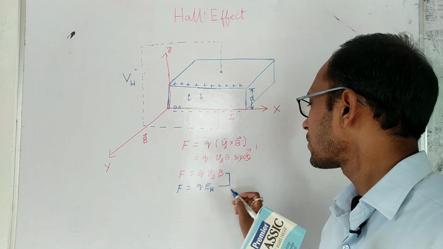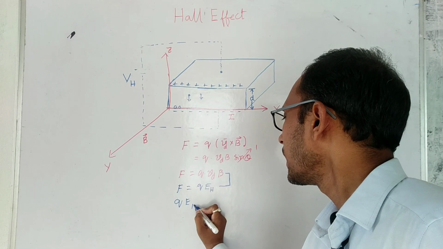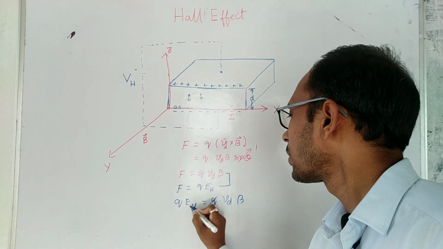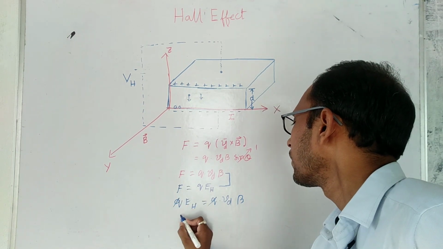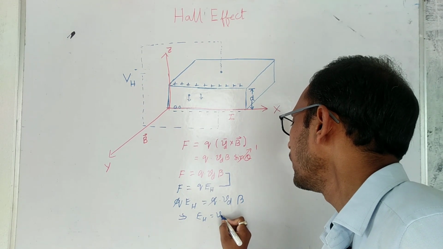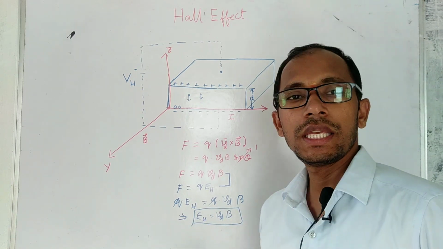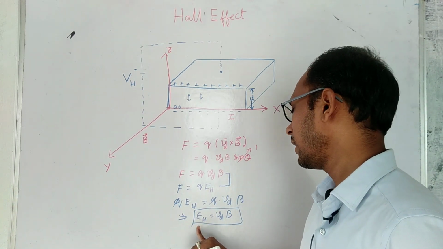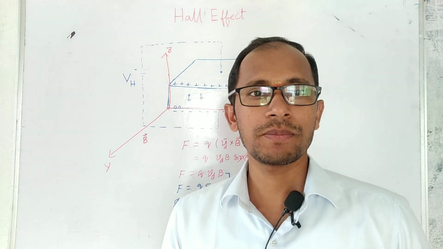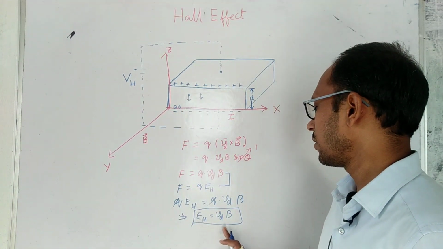So now if we equate these two, what will happen? Q into EH is equal to Q into VD into B. So Q will get cancelled. Then we arrive at the equation EH is equal to VD into B. Here EH is the Hall electric field, VD is the drift velocity, and B is the applied magnetic field. How much magnetic field you apply, that much is the magnetic field here. So EH is equal to VD into B.